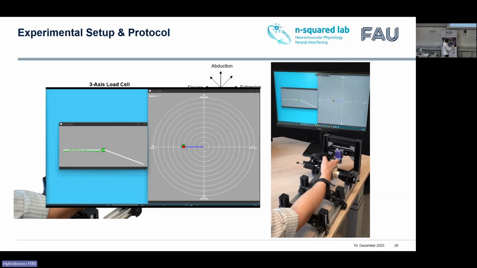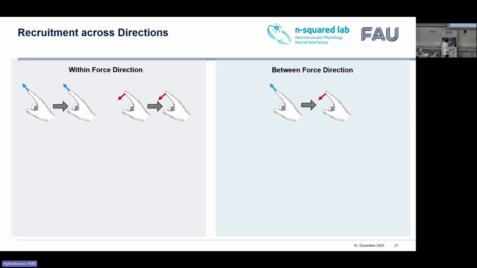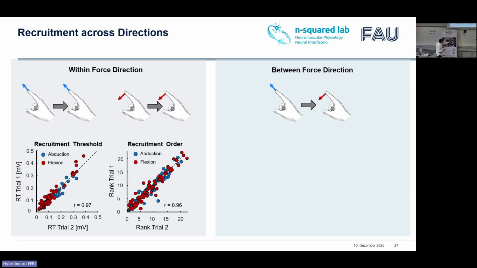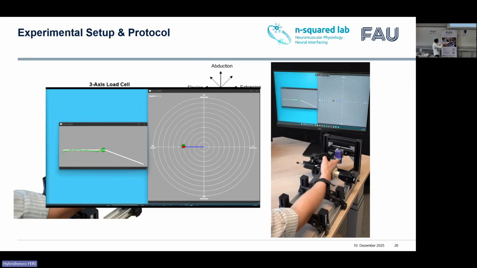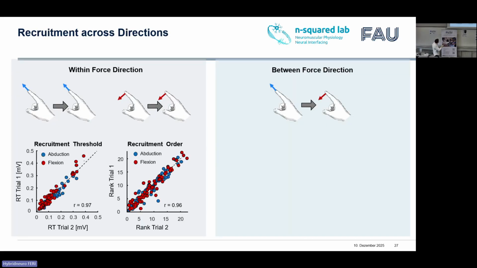And then we wanted to see the motor units in one dimension against the other. What we found was that within the same force direction, if you do this run two or three times, you find that the same motor unit, each of these plots is the same motor unit, is recruited at the same time in the ramp, with the same recruitment order. There is no violation in recruitment order. You can see here a very strong correlation.